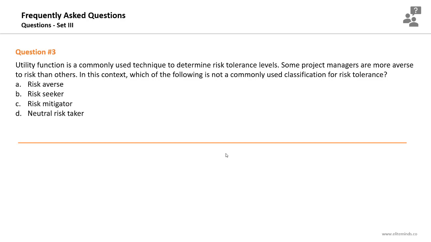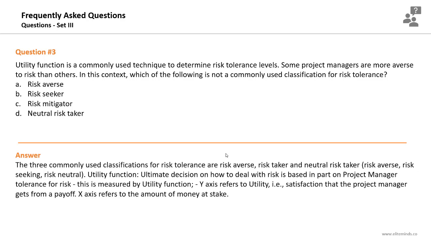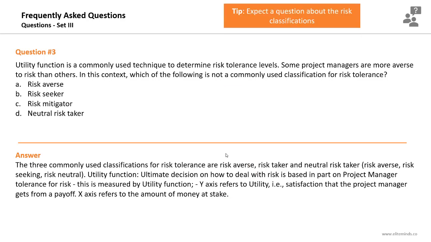Now, what are the classifications? There are 3 classifications: risk averse, risk seeker, and risk neutral or neutral risk taker. There is no classification known as the risk mitigator. The 3 commonly used classifications for risk tolerance are risk averse, risk taker, and neutral risk taker. This is known as the utility function. Expect a question about the risk classifications. Usually this question will come in this format, or it will come in the format describing a stakeholder and asking you how we can classify this stakeholder.